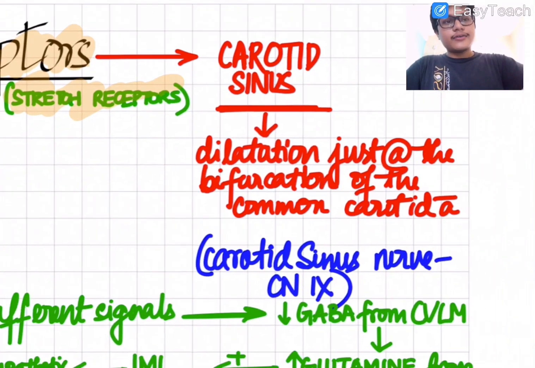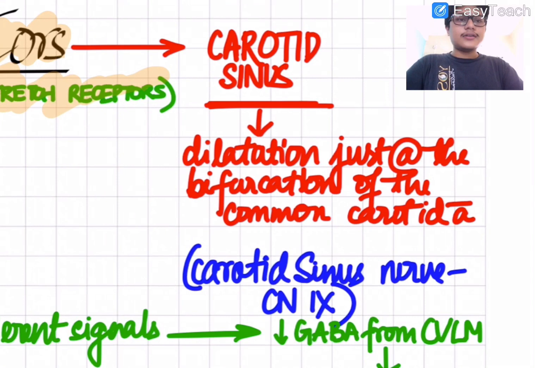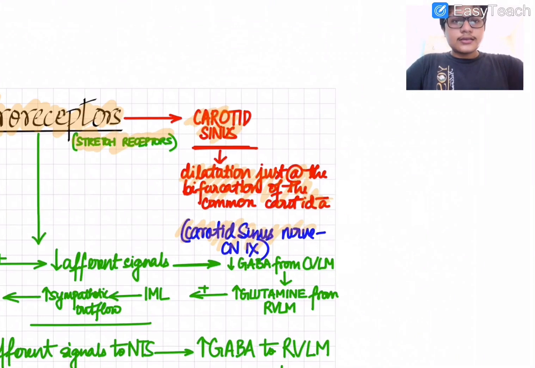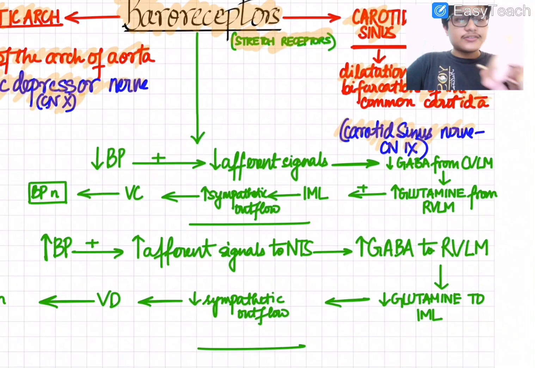The second group of baroreceptors are found in the carotid sinus. That is a dilatation just at the bifurcation of the common carotid artery, and its afferent is the carotid sinus nerve, which is a branch of the 9th cranial nerve, that is the glossopharyngeal nerve. So what is the role of the vasomotor center, and how do the baroreceptors control the blood pressure? Suppose somebody's blood pressure is falling.